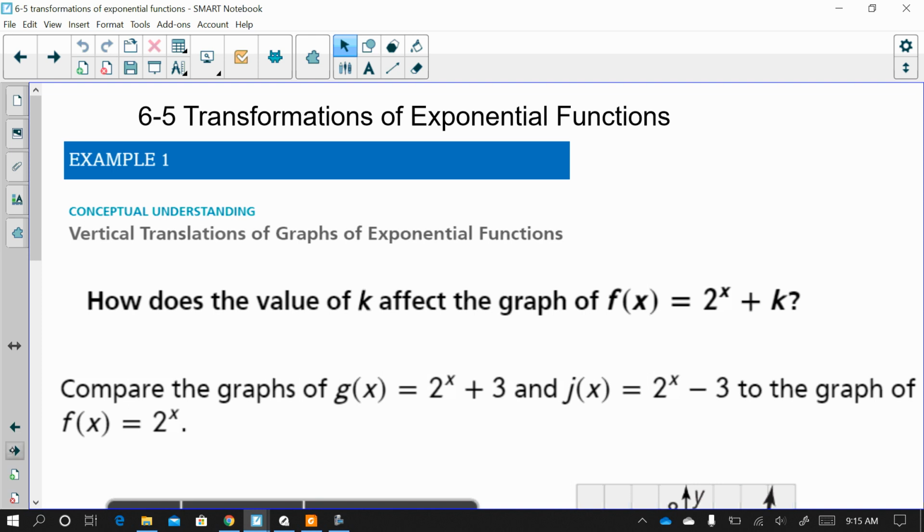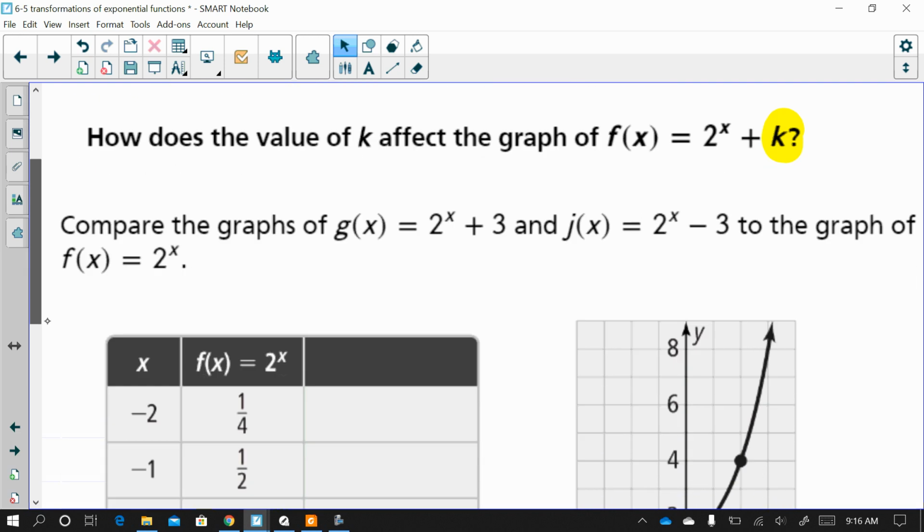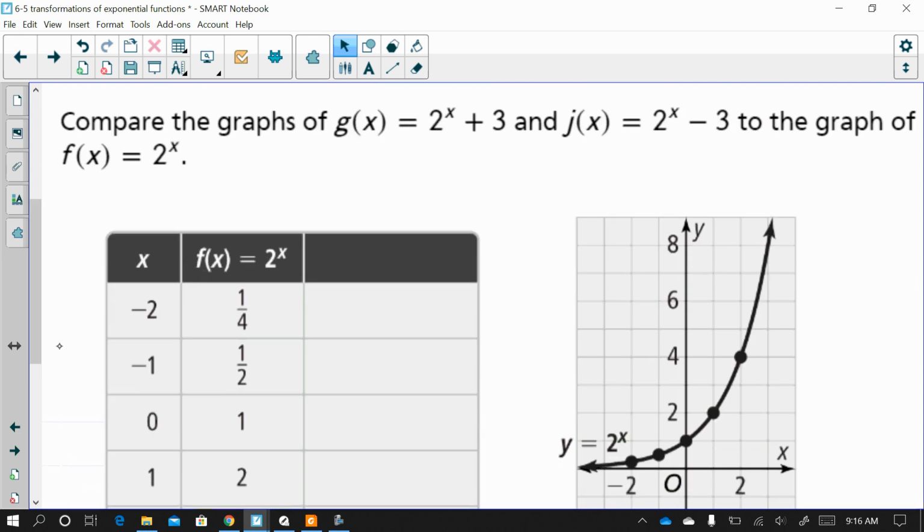So here we go, vertical translations. Let's talk about k. How does the value of k affect the graph of f of x equals 2 to the x plus k? A big thing I want you to notice here, k is attached to the end of my function. It's just a number on the end. So let's start with comparing the graphs of 2 to the x plus 3 and 2 to the x minus 3 to the graph of f of x equals 2 to the x.